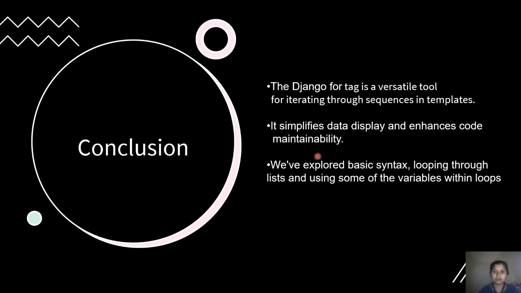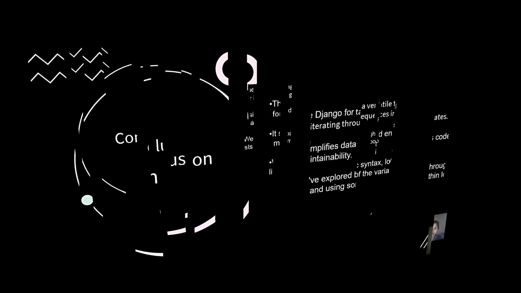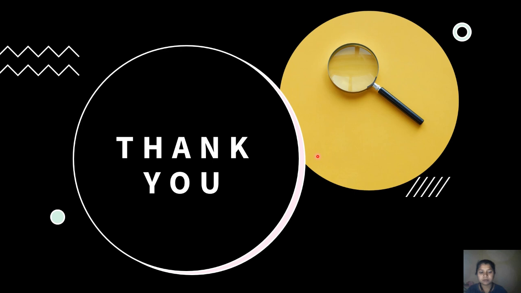From this presentation we conclude that Django For Tag is a versatile tool for iterating through sequences in templates. It simplifies data display and enhances code maintainability. We have explored basic syntax, looping through lists, and using some of the variables within loops. So this was all about the for tags discussed in this presentation. Thank you.